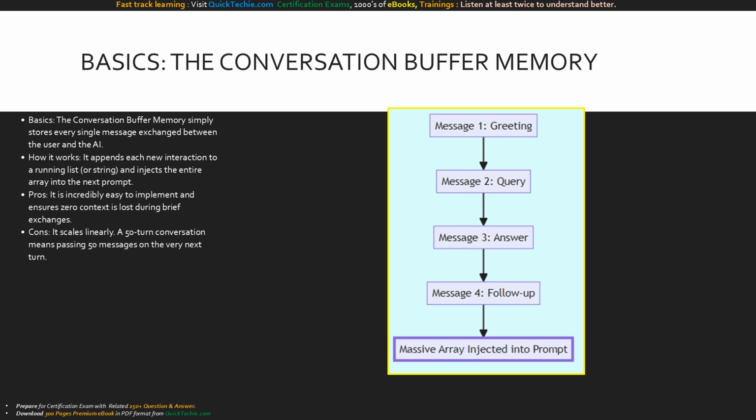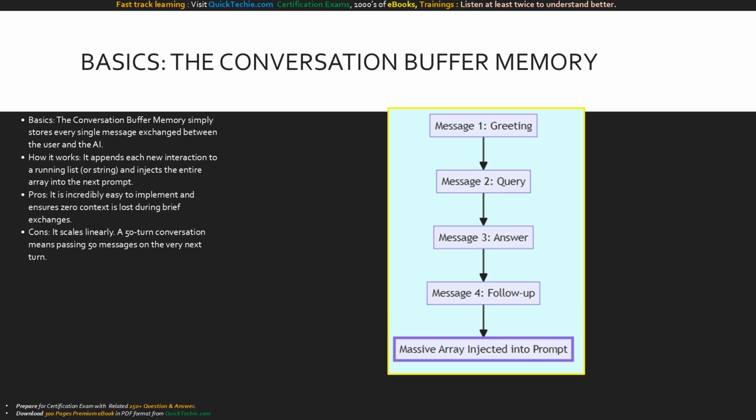Let's dive into the most foundational memory type, conversation buffer memory. The basics are incredibly straightforward. The system literally buffers, or stores, every single message exchanged. When the user asks a new question, the system takes the entire historical array of messages, appends the new question, and feeds everything into the LLM's prompt.